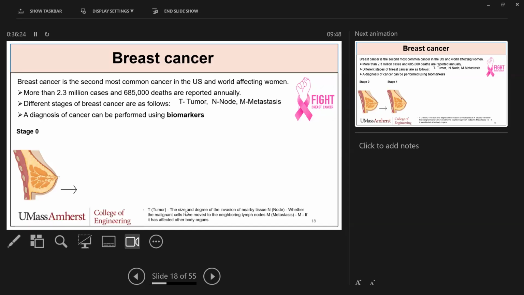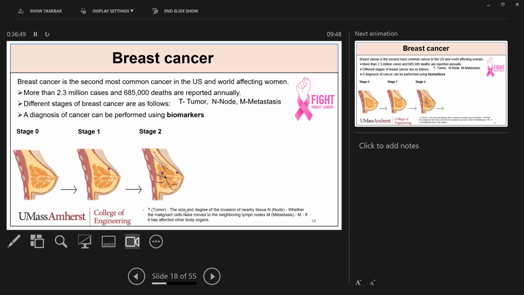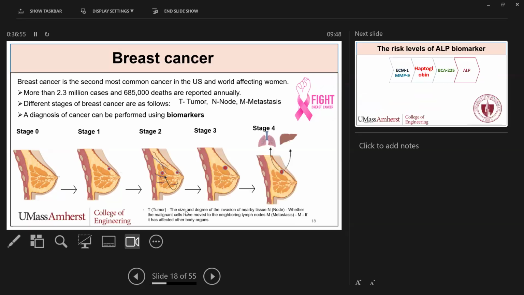Different stages of breast cancer are as follows. Stage 0, where aberrant cells are present, but they are not ready to spread. In the first stage, there is no formation of tumor. Tumor, as I said, is the massive formation of abnormal cells, and then slowly it affects surrounding tissues. In stages 2 and 3, it starts to migrate, metastasize. And stage 4 is where it completely travels to other organs of the body. So these are the different stages of a cancer.